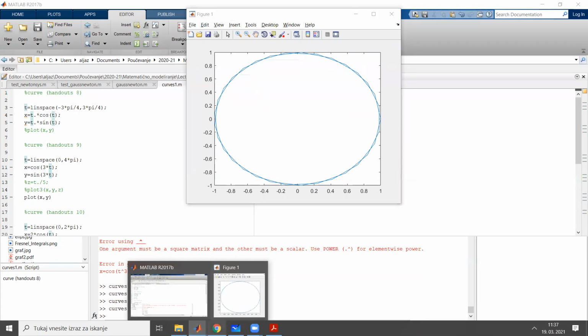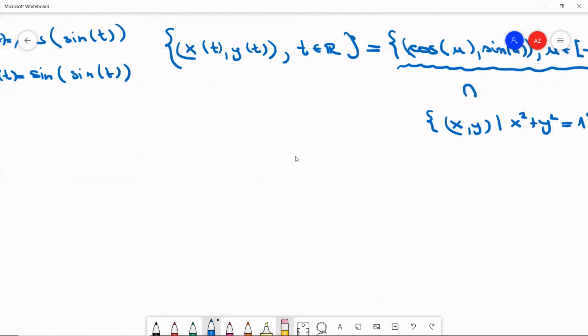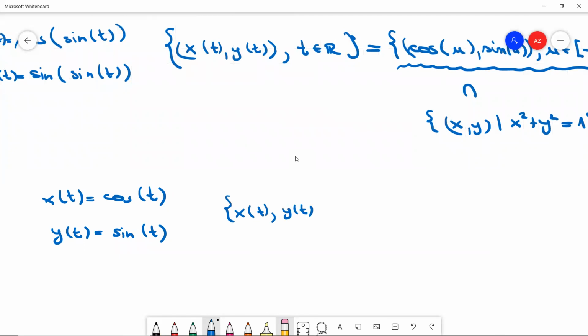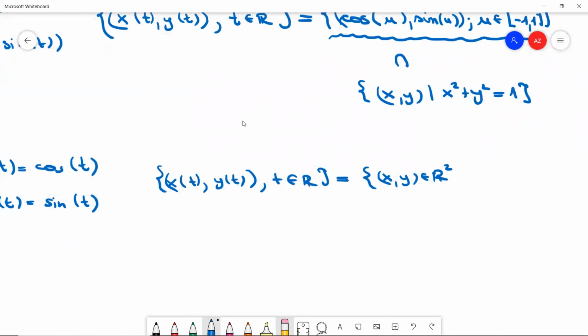So point, if I use here x of t is cosine t and y of t is sine t. So x(t), y(t), this is a circle, xy such that x squared plus y squared is equal to 1.